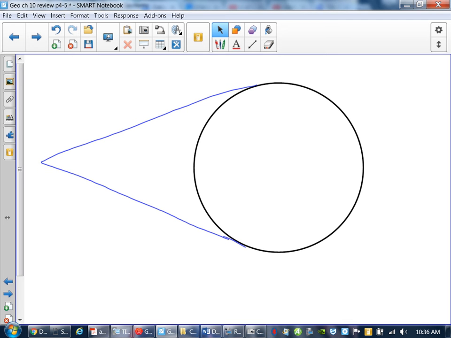Segments are tangent to a circle if and only if they touch the circle at one spot. So if you have two segments that are tangent that start on the outside of the circle, that means that both those segments are perpendicular to a radius. It also means that those two segments from that, what we call common external point, have to be congruent.